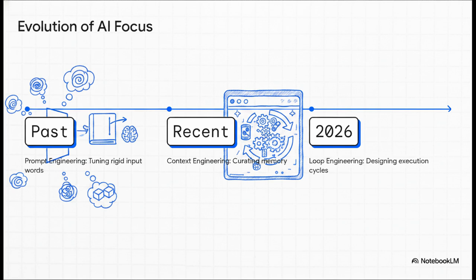Then, models got better, and the bottleneck shifted to context engineering. It stopped being about the exact phrasing and started being entirely about what the model could actually see at inference time, curating those retrieved documents and memories right into the context window. But now we've entered the third era, loop engineering. Because models can write their own prompts and pull their own context through tool calls, the input itself just isn't the scarce skill anymore. The scarce skill is designing the execution cycle itself.